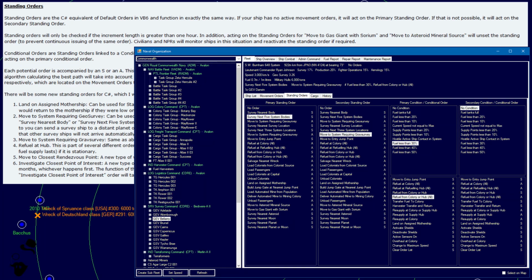In addition, acting on the standing orders for move to gas giant with Sorium and move to asteroid mineral source will unset the standing order just to prevent continuing issuing of the same order. Civilians and NPRs will monitor ships in this situation and reactivate the standing order if required.